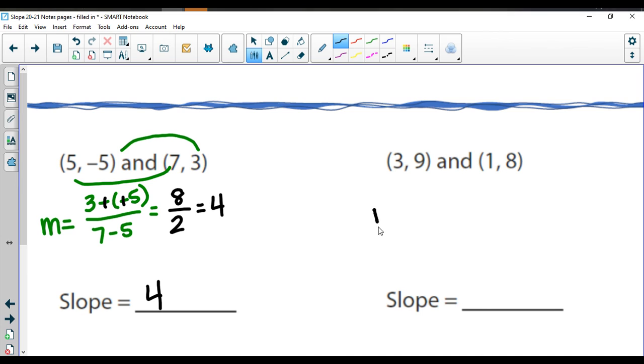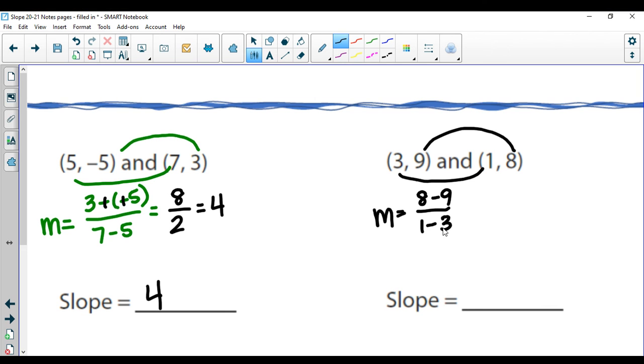In the next example, we're going to start off m equals. I'm going to show my work for 8 minus 9 over 1 minus 3. Integer rules results in a negative 1. Integer rules results in a negative 2. A negative divided by a negative will give me a positive, and it's already reduced, so my slope is 1/2.